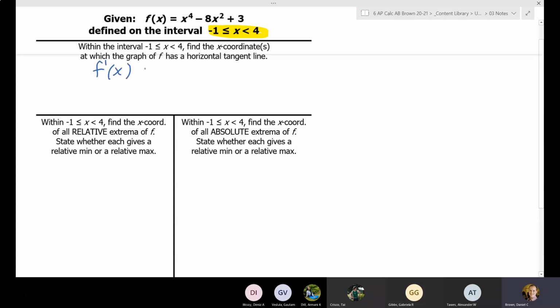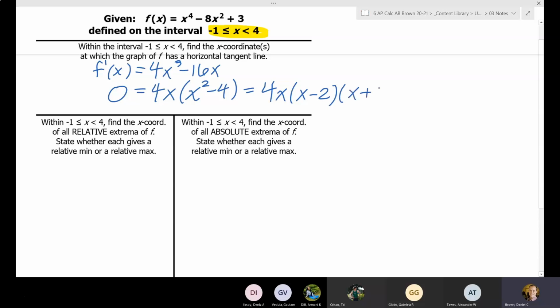This one's pretty straightforward with the power rule. I have 4x cubed minus 16x; the 3 goes away. Then I set that equal to 0, factor, and find my critical points. So 0 equals 4x times x squared minus 4. I want to be fancy and factor that a little further: x squared minus 4 is x plus 2 times x minus 2. So where are my critical points? We have critical points at 0, 2, and -2.